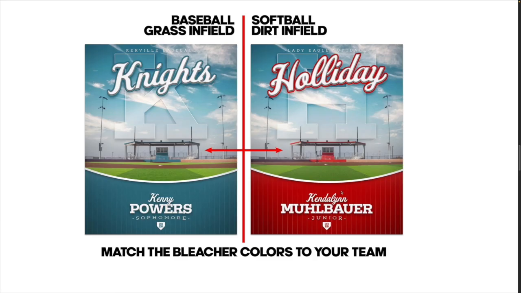Another detail that I noticed is that by default these bleachers are red. However, not every team you're creating for will be red, and so I gave you the option to adjust the accent color of the bleachers. So you can see on the left I made it this teal blue color just to match, but I will demonstrate that as well.